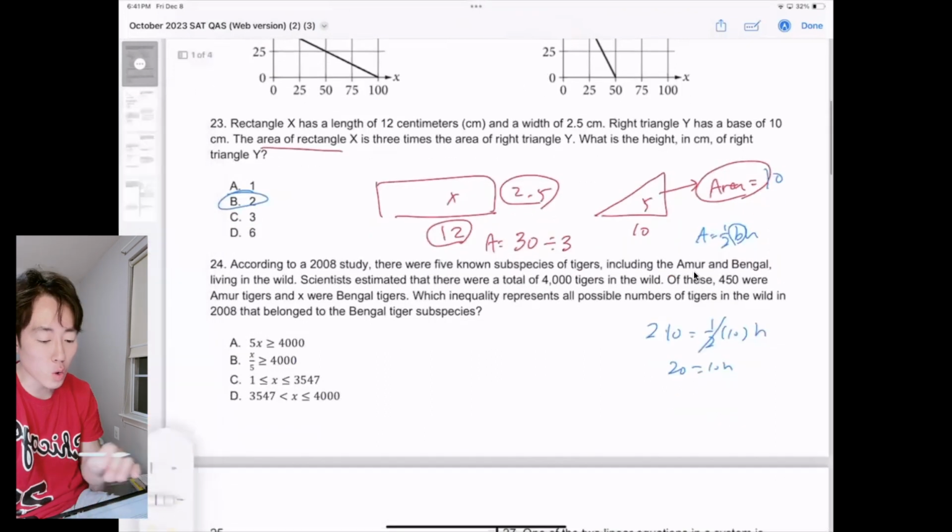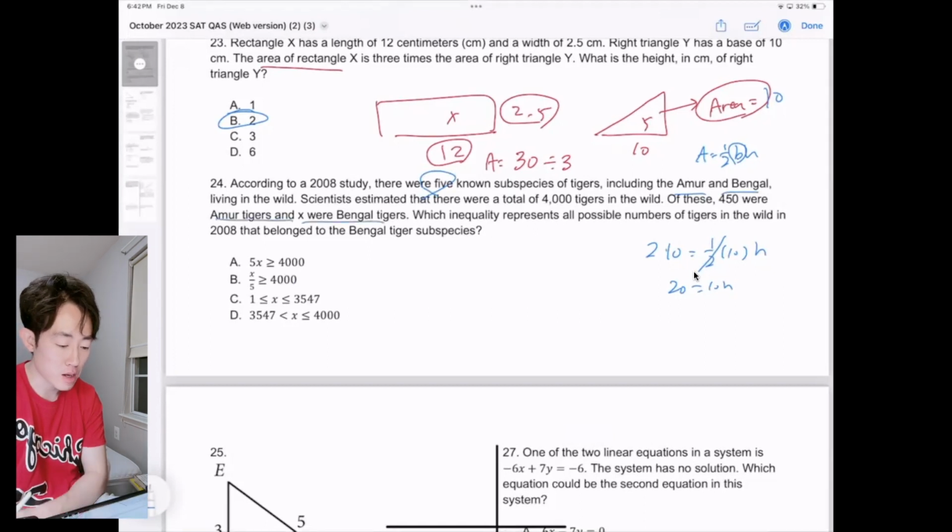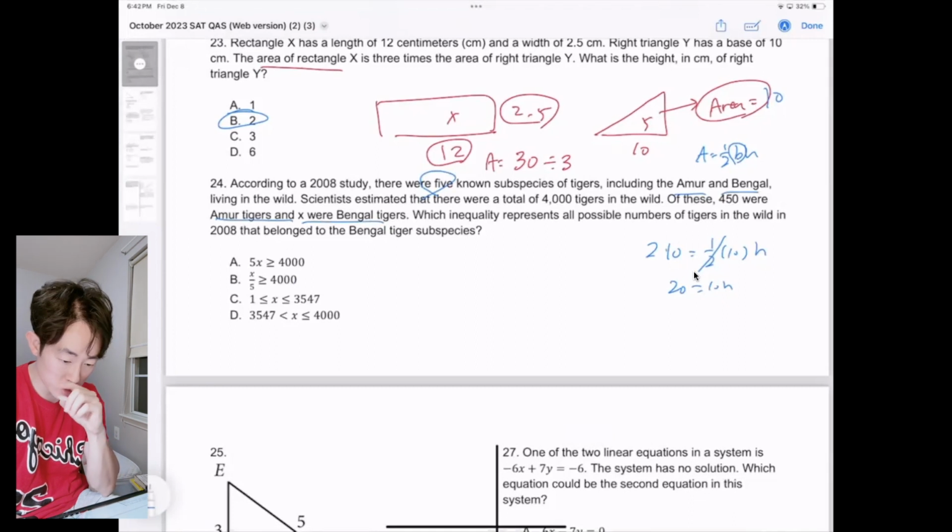Number 24. According to a 2008 study, there are 5 known subspecies of tigers, including the Amur and Bengal living in the wild. Scientists estimated that there were a total of 4,000 tigers in the wild. Out of these, 450 were Amur tigers and x were Bengal tigers. Which inequality represents all possible numbers of tigers?